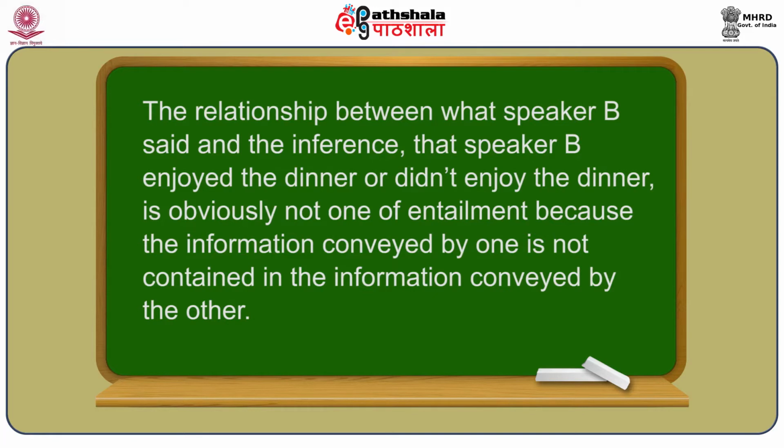Now, the relationship between what speaker B said and the inference that speaker B enjoyed the dinner or didn't enjoy the dinner is obviously not one of entailment. Because the information conveyed by one is not contained in the information conveyed by the other. However, in a certain circumstance, this may well be a reasonable inference. These kinds of inference relationships were called implicatures by Grice, and that's the standard practice that linguists have since followed.